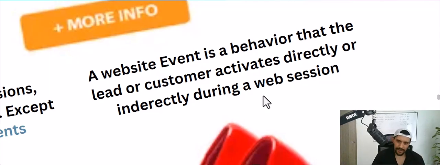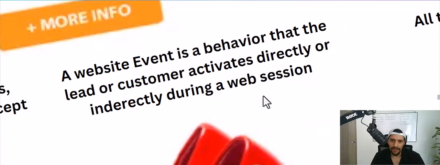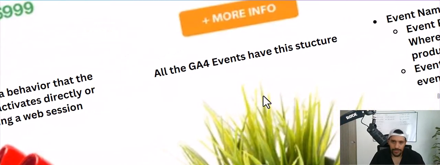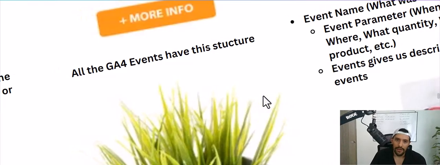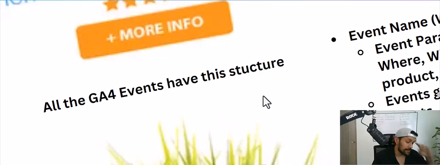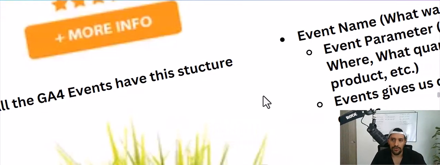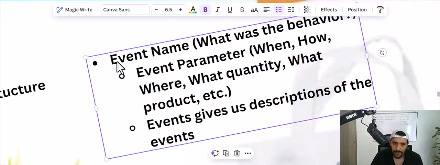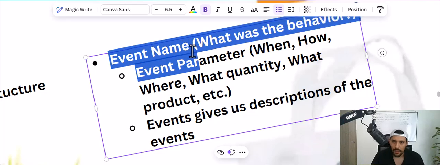But what is an event? A website event is a behavior that the lead or the customer activates directly or indirectly during a web session, like add to carts, purchases, or viewing an item. All the GA4 events, page view, purchase, begin checkout, all that, have the following structure. Basically they have an event name. That's the first part of an event.